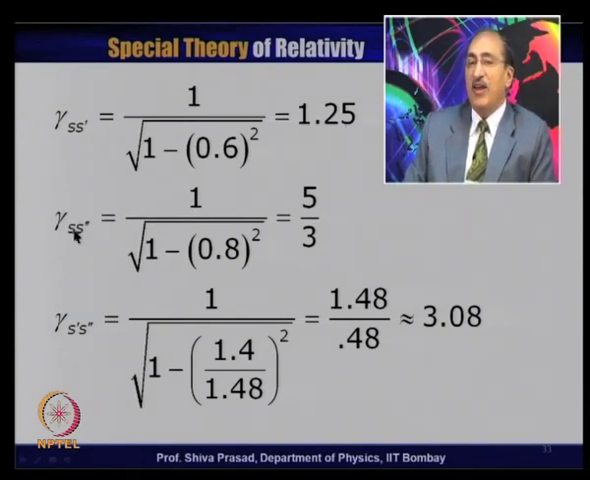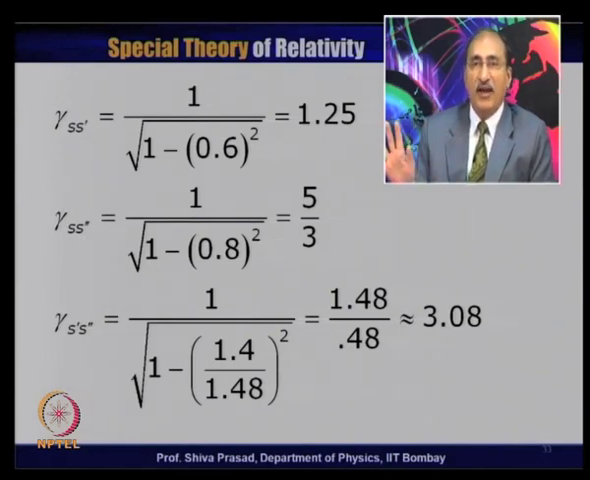Similarly, gamma between S and S double prime has to be found out by using the relative velocity between S and S double prime, and that is 0.8c, which has been given. So, this turns out to be equal to 5 by 3. Now, we find out the value of gamma between S prime and S double prime, for which we had already calculated the relative velocity, which was 1.4c divided by 1.48, c square cancels out. So, this gamma S prime S double prime turns out to be equal to 1.48 divided by 0.48, which is approximately equal to 3.08. So, I have found out, corresponding to 3 different relative velocities, 3 different gamma values.